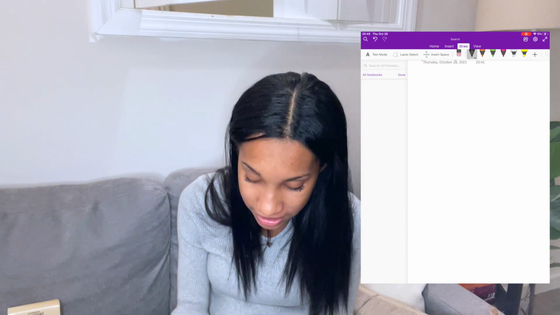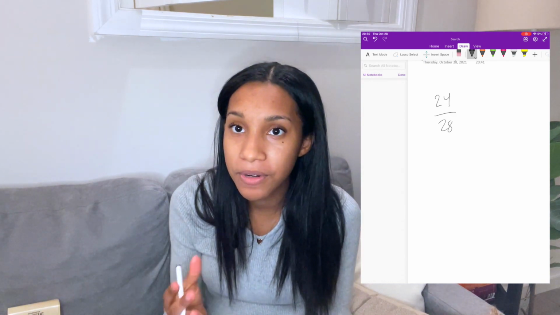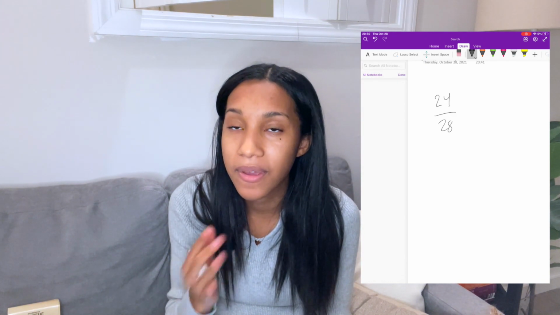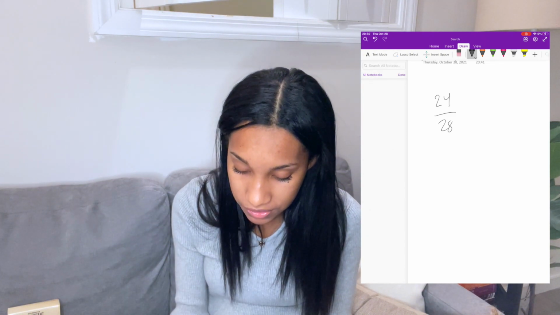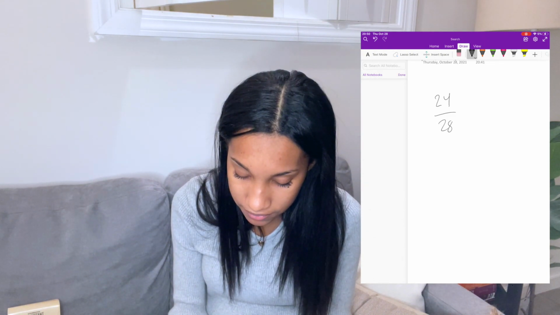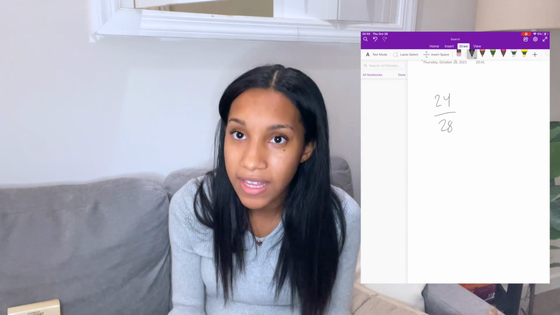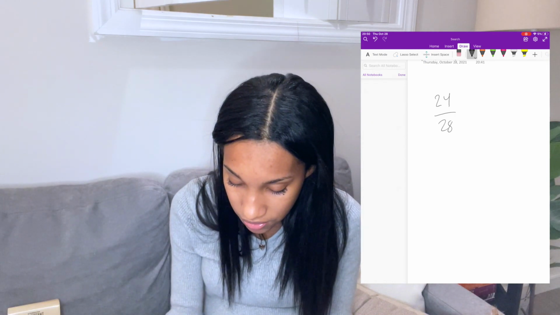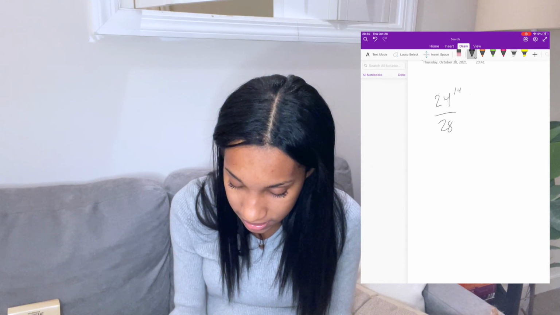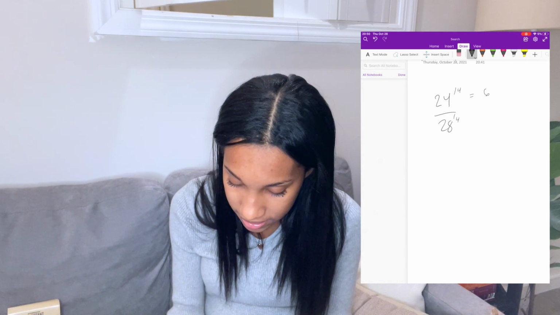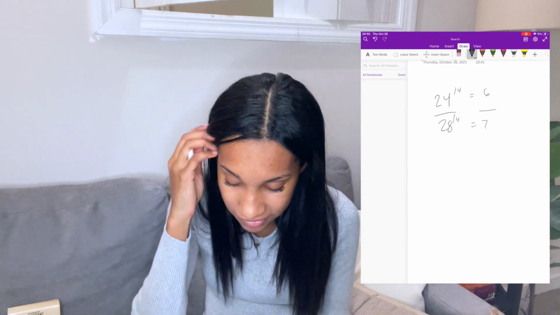So simplifying fractions, the way that I do it is you just have to remember, I think it's the greatest common factor, I'm pretty sure that's what it's called, of these two numbers is 4. So when you divide each of these numbers by 4, that's how you get the simplified fraction. 24 divided by 4 equals 6, and 28 divided by 4 is 7. And then your simplified fraction is going to be 6 over 7.